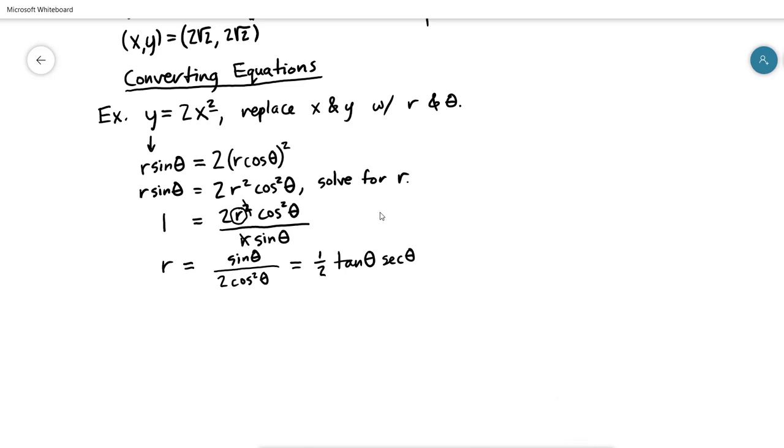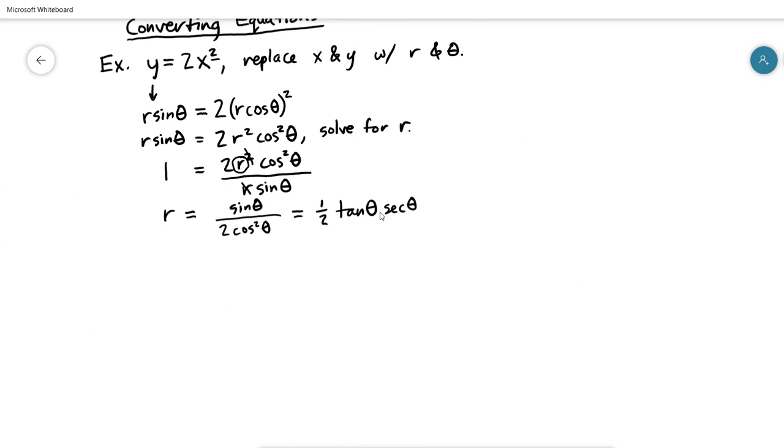Okay, so that's one way we do some of these problems. Let's try one in the opposite direction. So I'm going to give you a function in r and theta and ask you to compute what that function looks like in terms of x and y. So let me give you r squared equals sine of 2 theta. So again, our goal in this case is to replace r and theta with x and y.